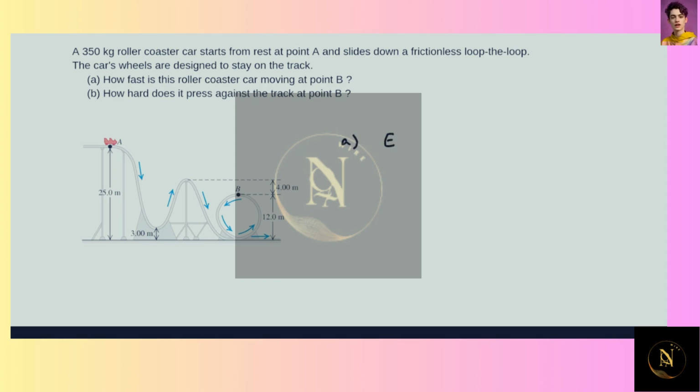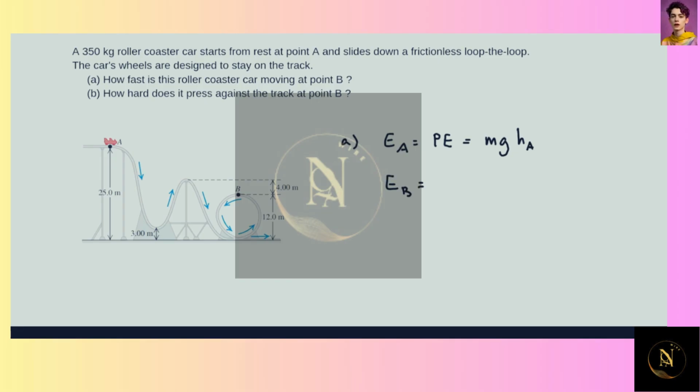So the energy at point A will solely be equal to potential energy because there is no kinetic energy. And the potential energy at point A will be equal to the mass of the cart times g, the gravitational acceleration, times the height at this point, where HA here is equal to 25 meters.